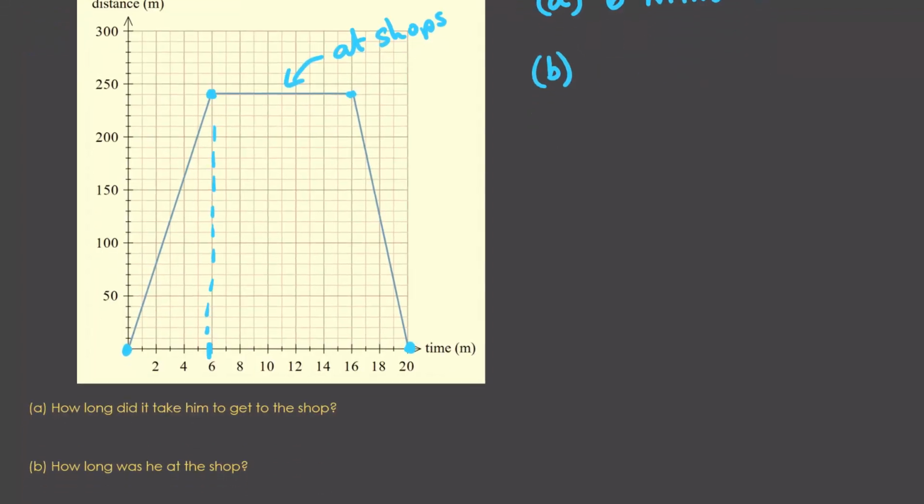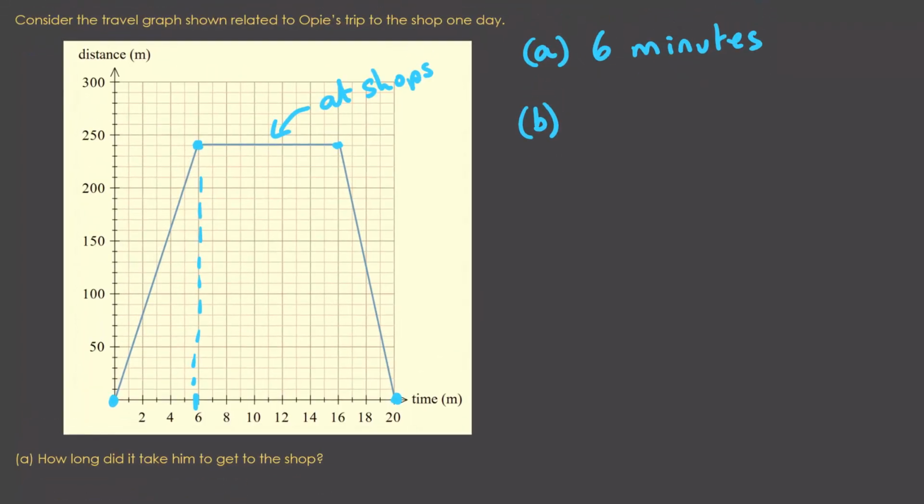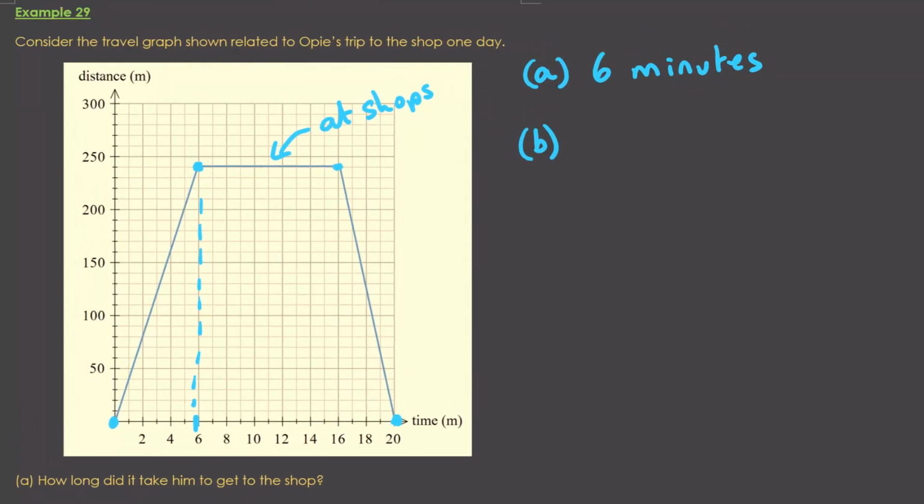So how long was he at the shops? So part B is how long was he at the shops? Well, this is when he left the shops after 16 minutes. So he was at the shops for 10 minutes. So between 6 minutes and 16 minutes is 10 minutes.